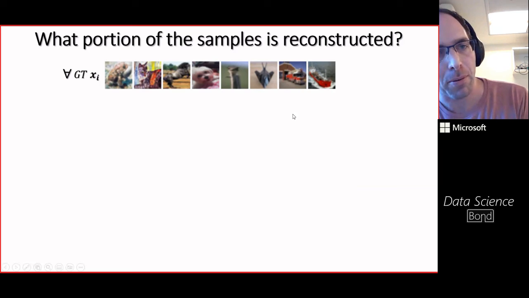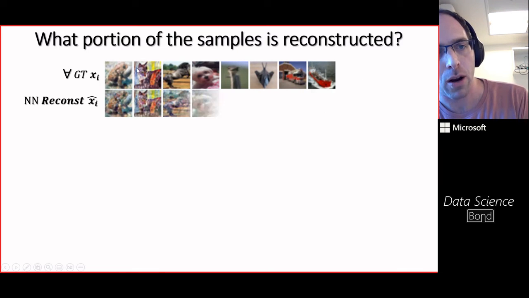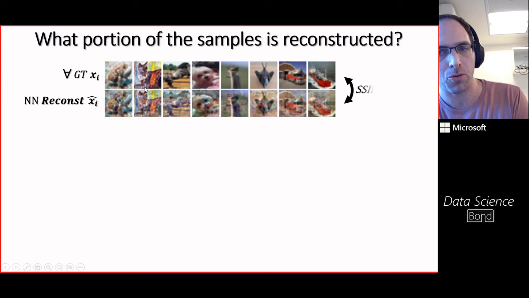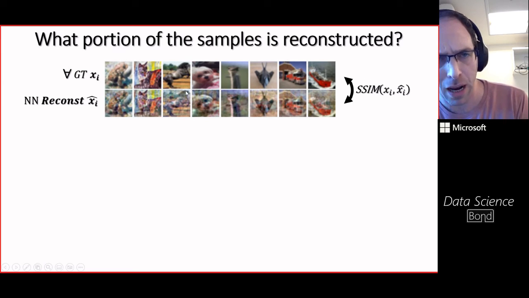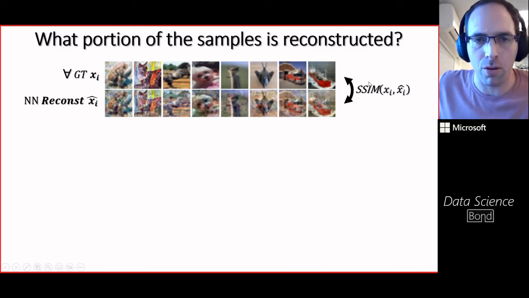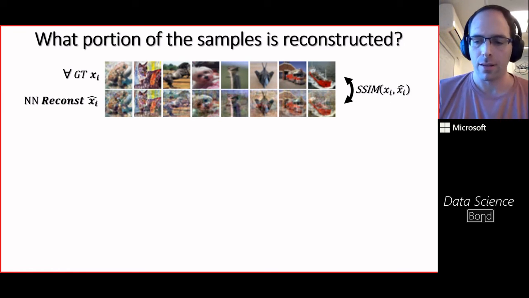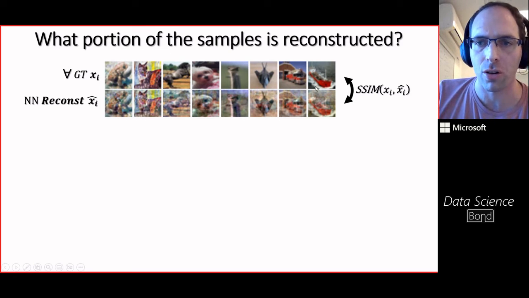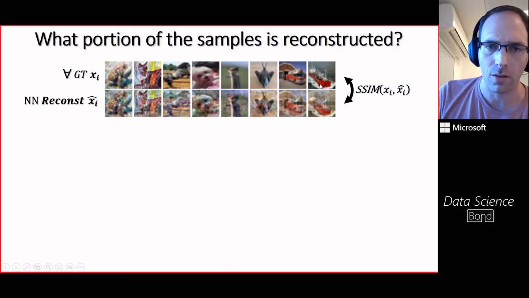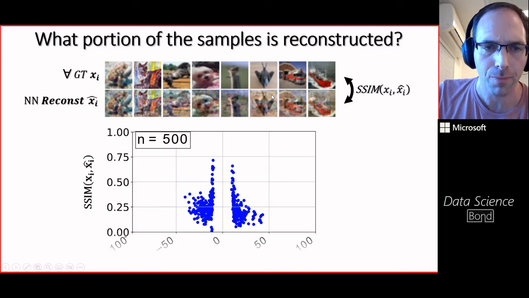For each sample from the training set, we look for the nearest neighbor of the reconstruction. Here it's in terms of SSIM, if you know this metric. We measure the similarity between samples from the training set and reconstructions using this structural similarity metric, which is a popular method to measure the similarity between images. This tells us how good the reconstruction was. It is going to be closer to 1 if it's very similar, or lower if it's not similar.